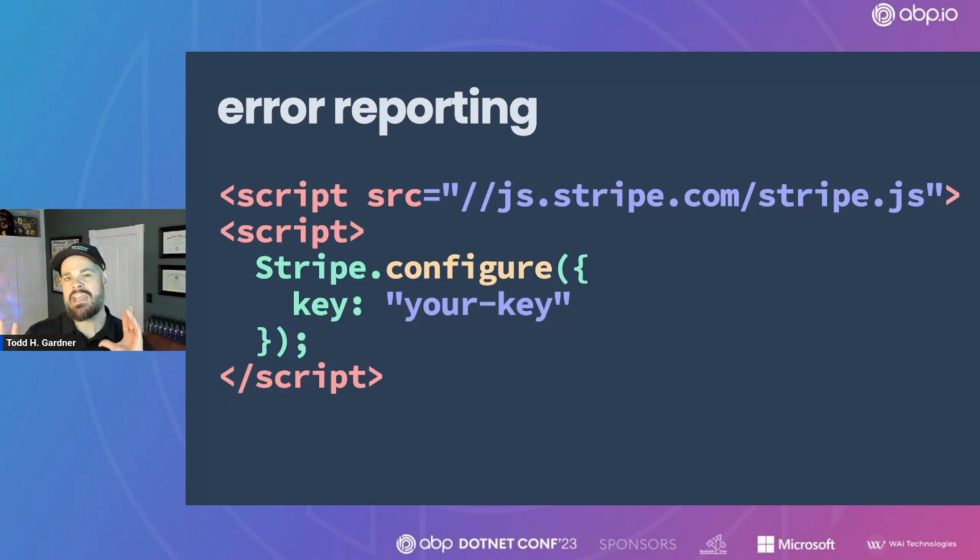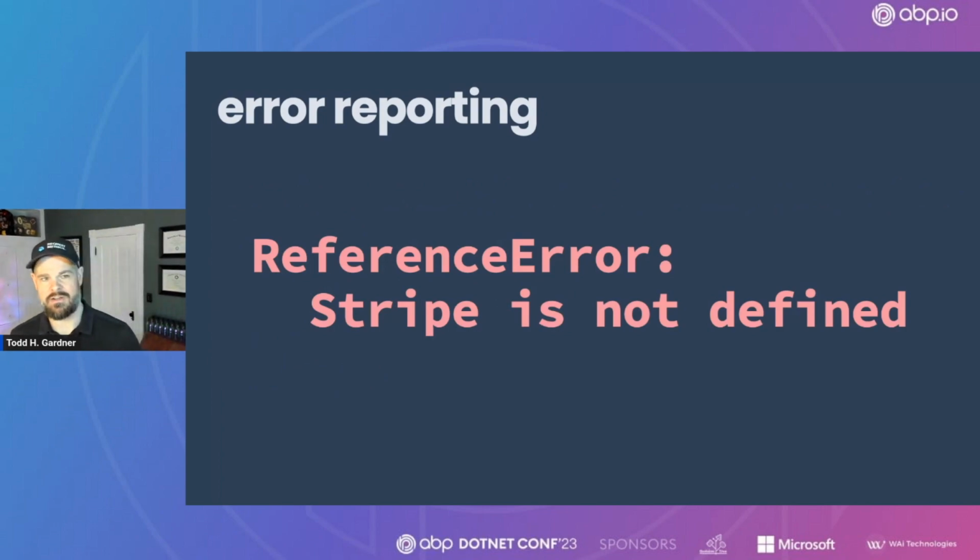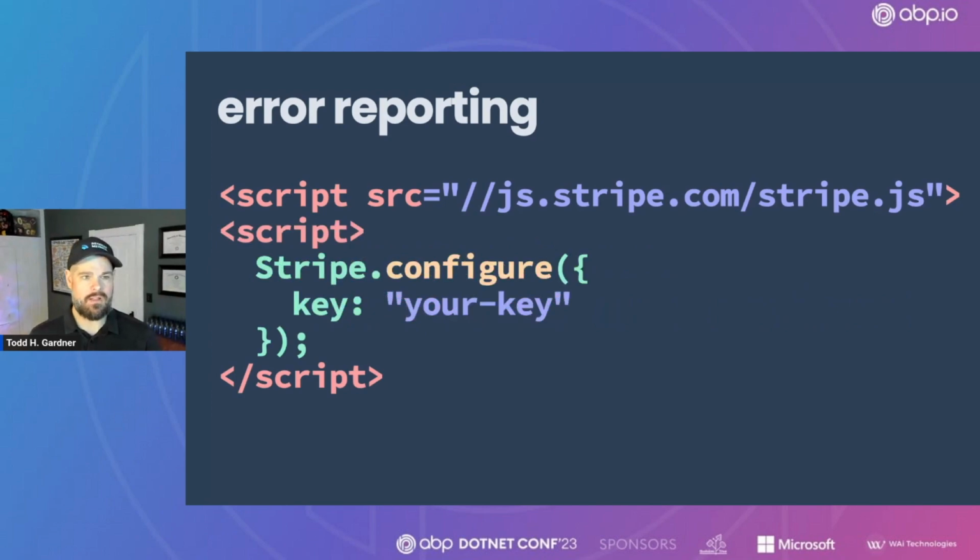But there is a major error in this code that is not entirely obvious, but if you take this and put it in production, between 1% and 3% of your users will run into an error here. And that error is going to be manifested as reference error: Stripe is not defined. Why? Well, those two scripts are indirectly coupled together. The second one depends on the first one, but there's nothing that guarantees the first one will succeed.